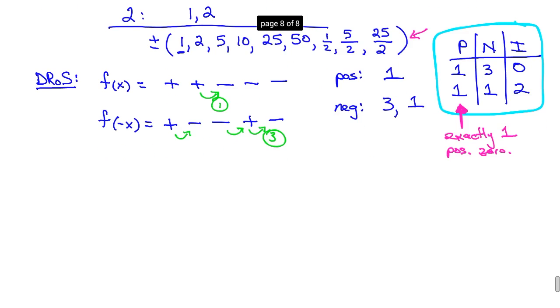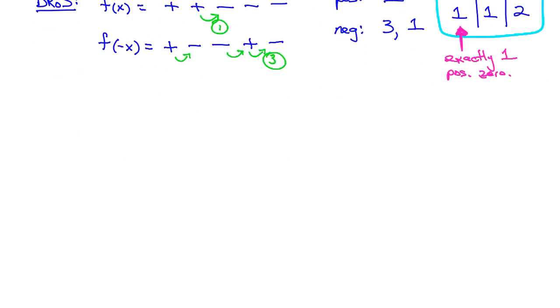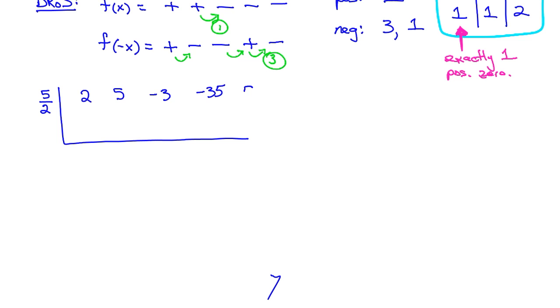Alright, so now we're ready to start looking for the zeros, and I'm going to take a shot here with 5 halves. And the polynomial's coefficients are 2, 5, negative 3, negative 35, and 50. And let's go ahead and do the multiplication here. Bring down the 2. 5 halves times 2 is 5. 5 and 5 is 10. 5 halves times 10 is 25.